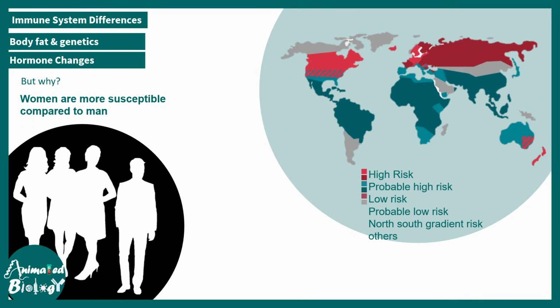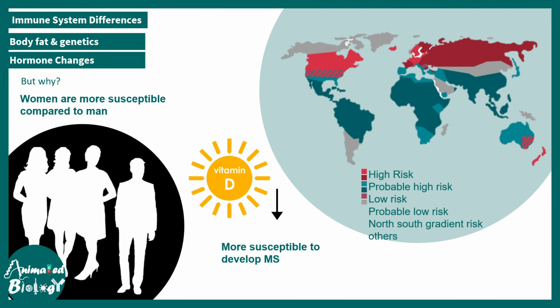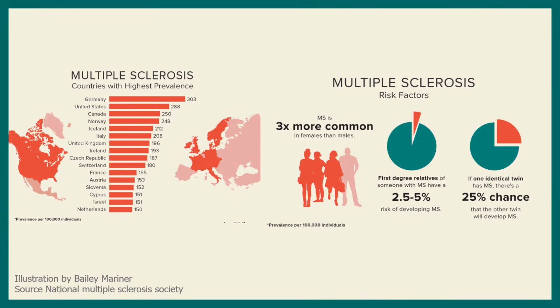And also geography is a big deal because in places where sunlight is limited, for example in the northern part of America and Russia, the risk of multiple sclerosis is very high. So vitamin D is somehow correlated with the risk of multiple sclerosis, and it has now been shown in many studies. So just to summarize, it is more common in females than males, and it is more common in areas which have low sunlight incidence.